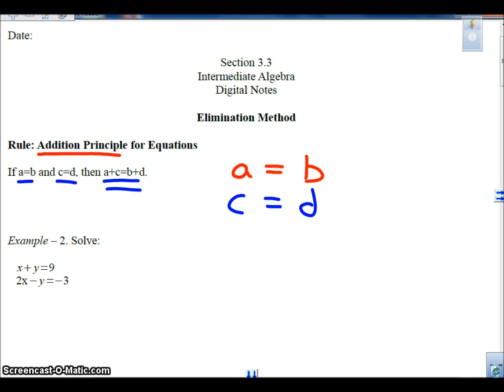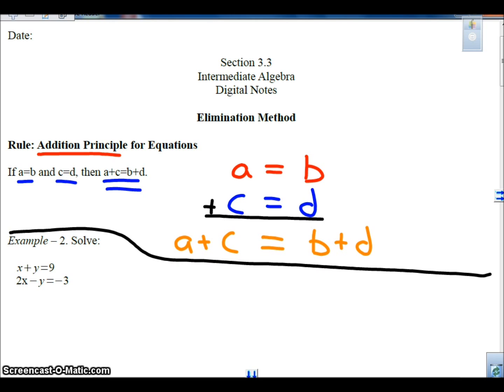So for example, A could be representing the x plus y that you see down there in the first example, and B could represent 9. So it's just the left and right-hand side of some equation. C equals D just represents the left and right-hand side of some second equation. And we can add those two sides together. We can add the left-hand sides together, and we can add the right-hand sides together. If we add the left-hand sides together, we get A plus C. If we add the right-hand sides together, we get B plus D. And this addition principle tells us that those results must be equal to each other. So let's use this principle for solving a system of equations.